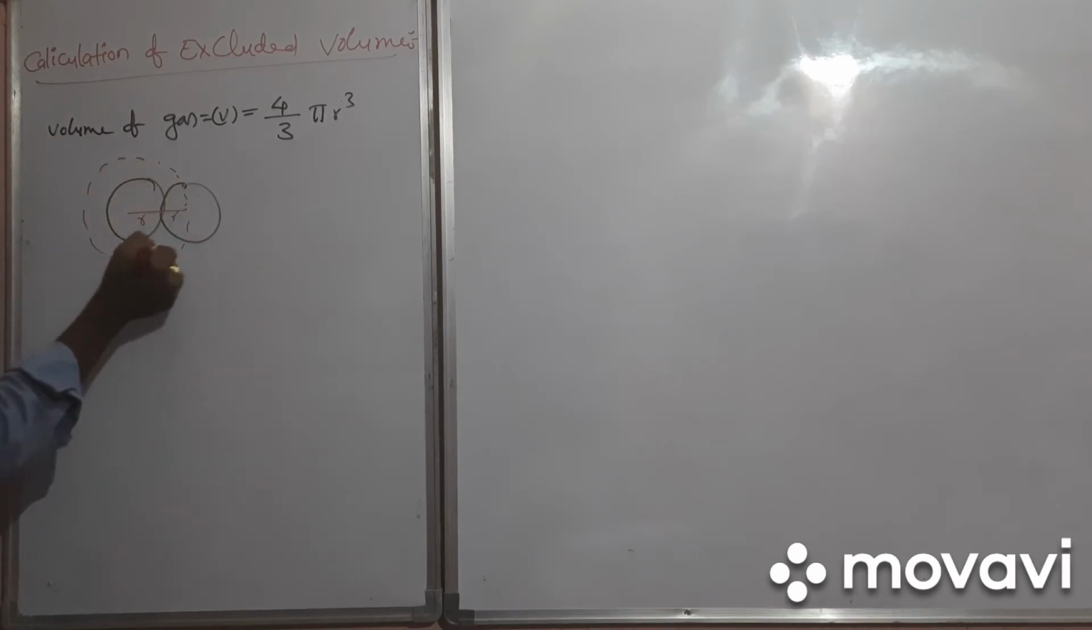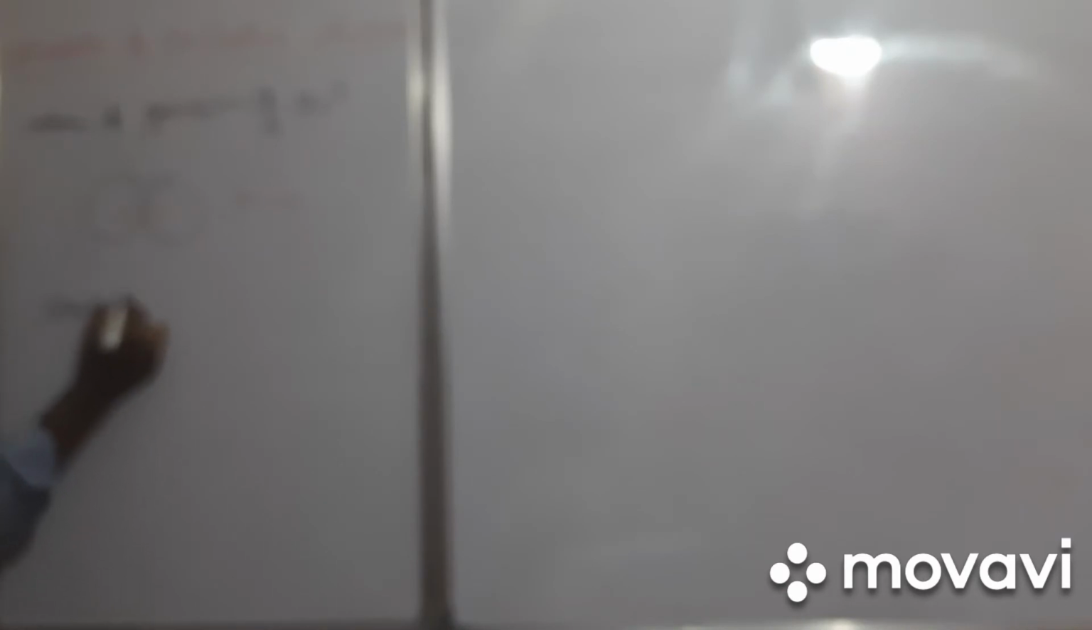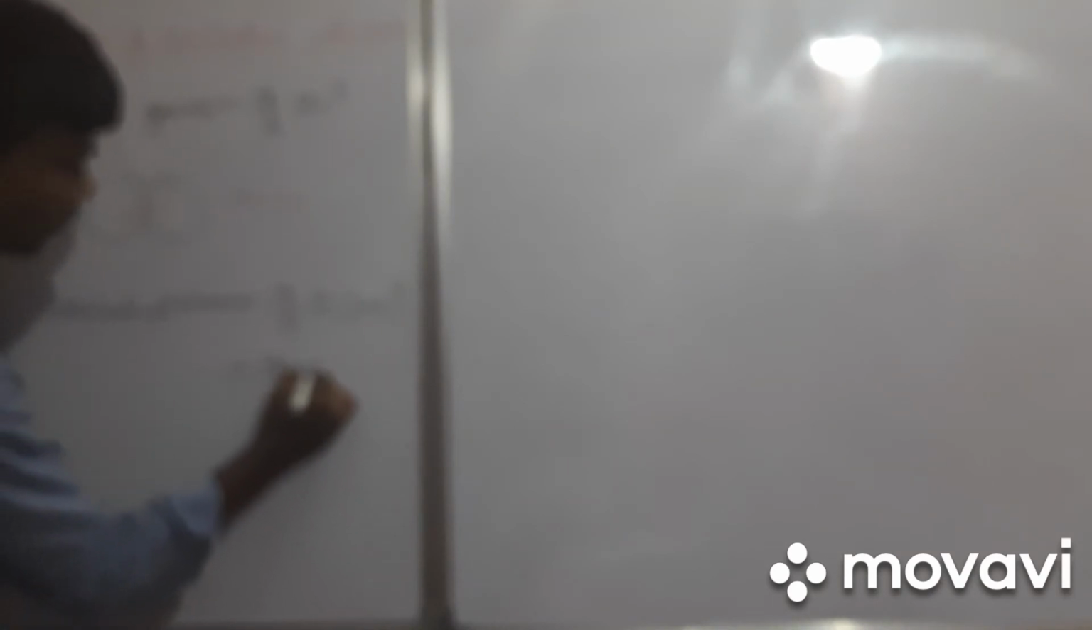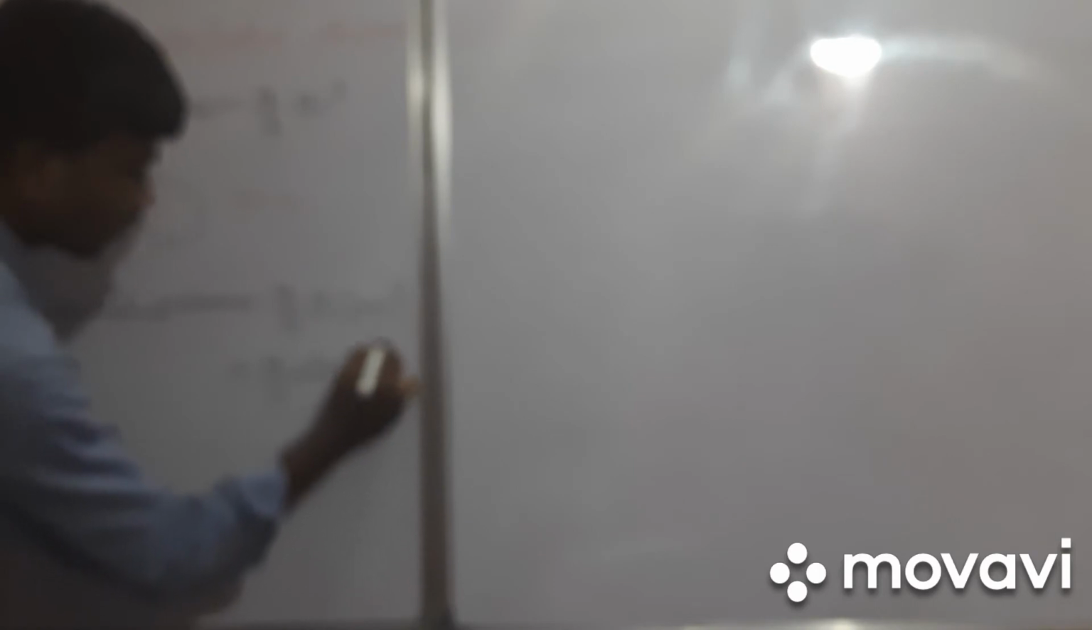Excluded volume of a gas molecule is nothing but what? Excluded volume is equal to 4 by 3 into pi into (2r) to the power of 3. That is equal to 4 by 3 into pi into 8 r cube, it will come, right?